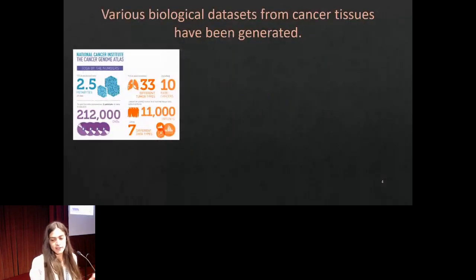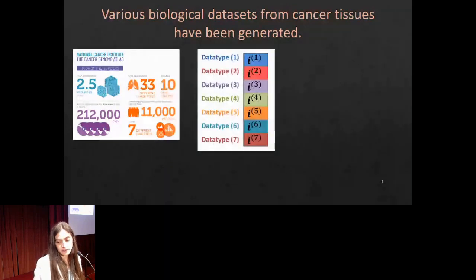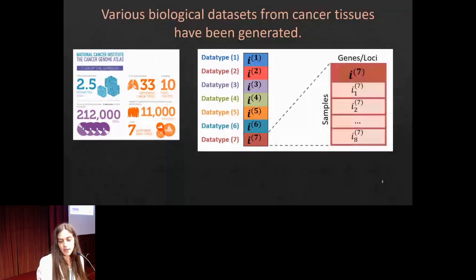And then with increasing technology, various biological data sets from cancer tissues have been generated. For example, TCGA, the Cancer Genome Atlas Project, generated data for thousands of patients with 33 different cancer types. And in TCGA, we have 7 different data types for breast cancer. In each data type, we have some samples, and for each sample we have a vector for genes or loci.